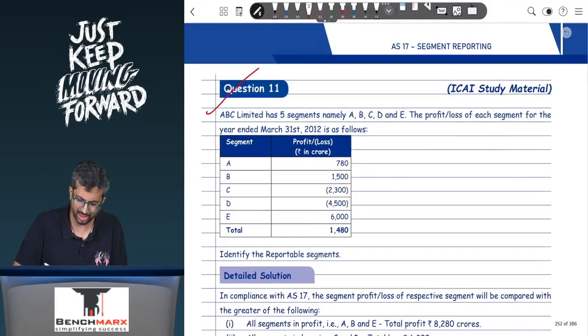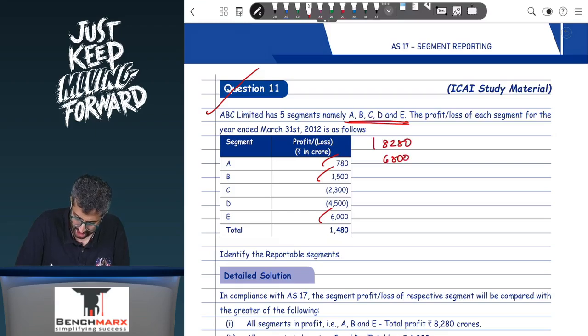Now question number 11 is on similar lines. If I do question number 10, 11 is automatically done. So you have 5 segments A, B, C, D, E, and you have been given this data. So again, you will take the total profit 780 plus 1500 plus 600. So your total profit is 8280. You will take the total losses, which is around 6800, and hence you will select higher of the two, which is 8280 into 10%, and this will come to 828.